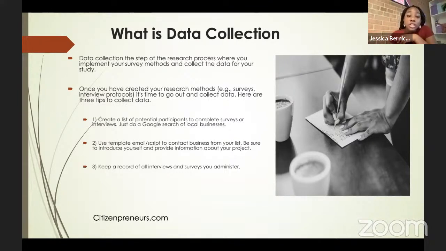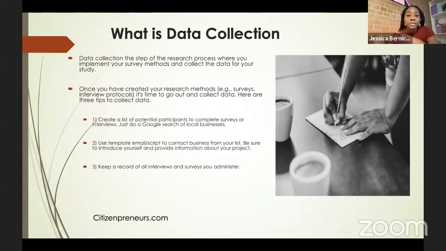So to reach out to a business, you can use a template email. We have that in our CEEP research guide, on how to contact a business. And you just want to introduce yourself and provide information about your project. So you just want to let them know what college you're from, kind of what class.